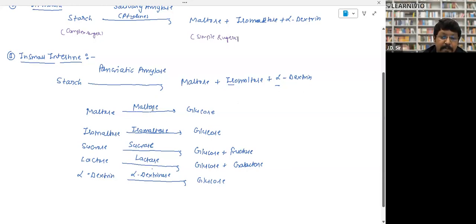Maltose, with the help of maltase, is broken down to glucose. Glucose is absorbed by our blood. Isomaltose, with the help of isomaltase, is broken down to glucose. Glucose is the simplest form, it is absorbed by blood. Sucrose is broken down by sucrase into glucose plus fructose. Both are simple sugars. Lactose, with the help of lactase, is broken down to glucose plus galactose. Alpha dextrin, with the help of alpha dextrinase, is broken down to glucose. Now, glucose, fructose, and galactose are the simplest forms of sugar.